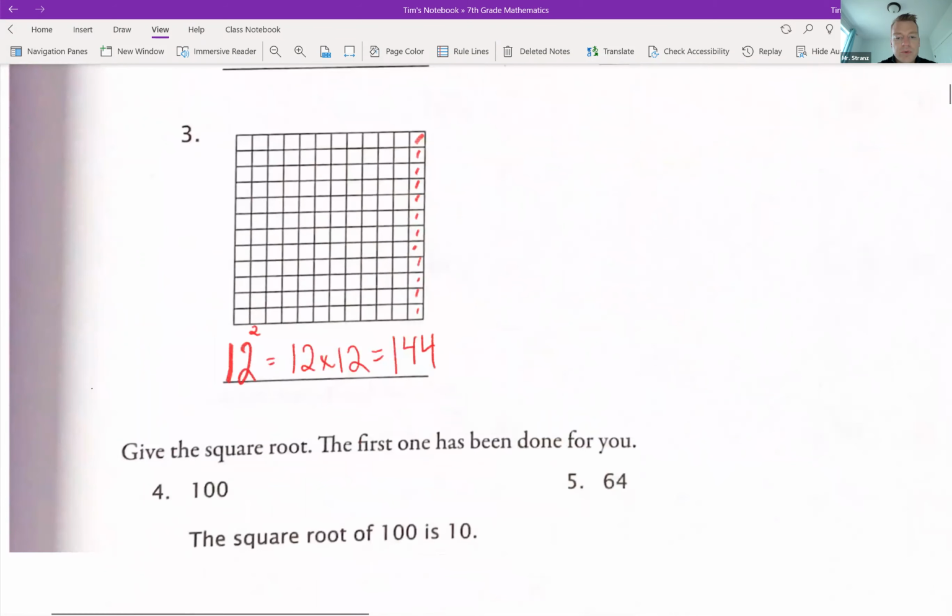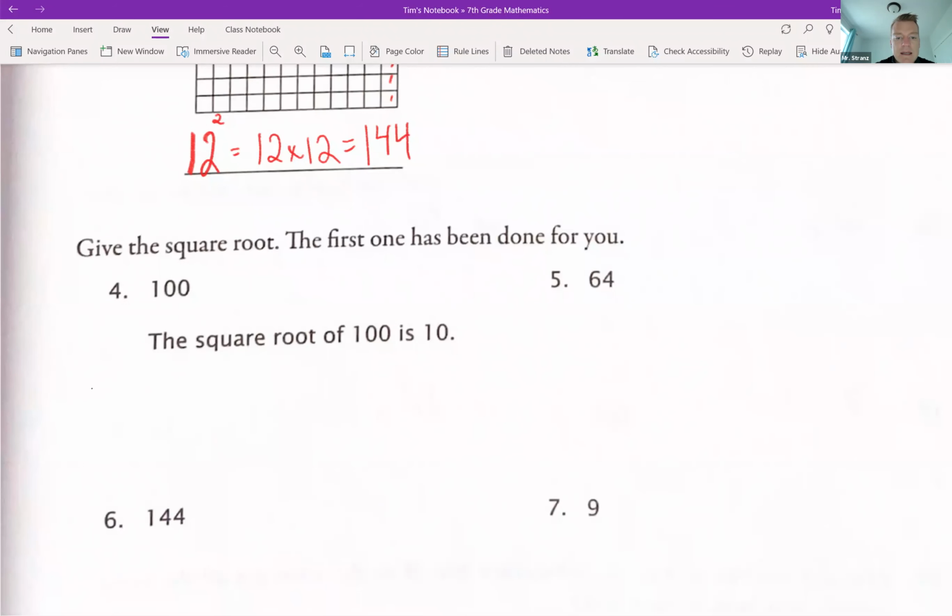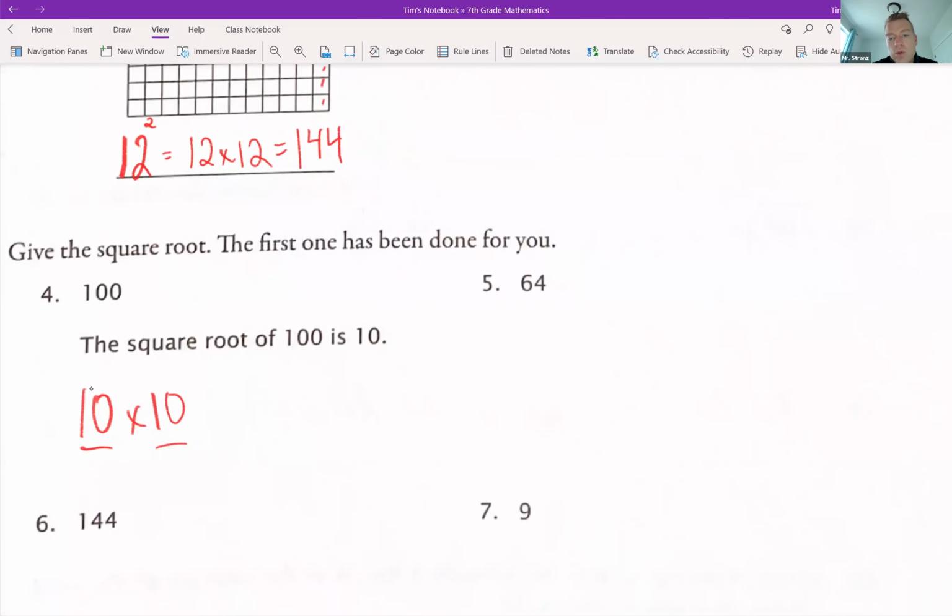Given the square root, the first one has been done for you. The square root of 100 is 10, because 10 times 10 equals 100. The square root is taking that number and finding what it's multiplied by to get to 100, and the multiplication has to be by the same number, so 10 times 10. If we look at number 5, 64, the square root, which is this symbol by the way, is going to be 8, because 8 times 8 equals 64.